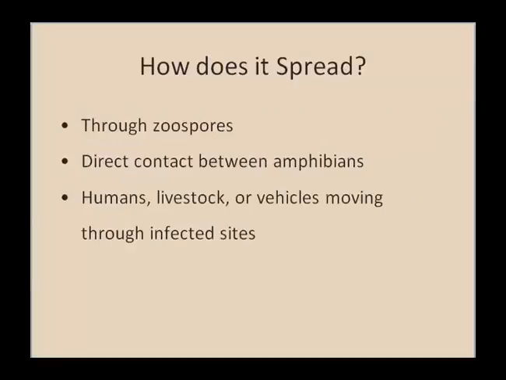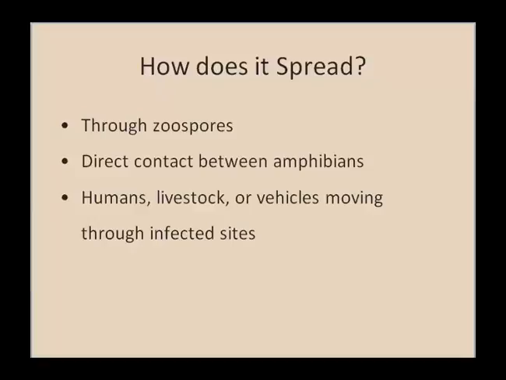One way the BD infection is transmitted is through zoospores. The zoospores require moist environments and can survive in these environments for several months. The zoospores can spread in water, moist soil, or on the skin of infected organisms. The most common way the BD fungus spreads is from the direct contact of an infected amphibian with an uninfected amphibian. This occurs most often in territorial or breeding encounters.